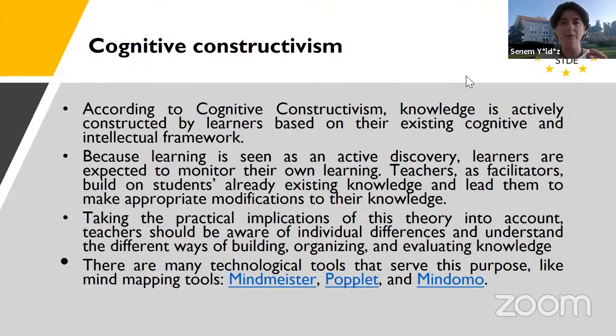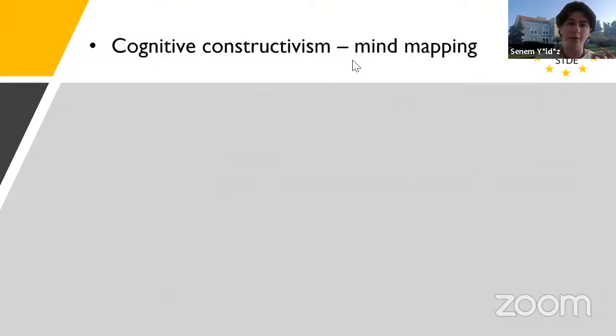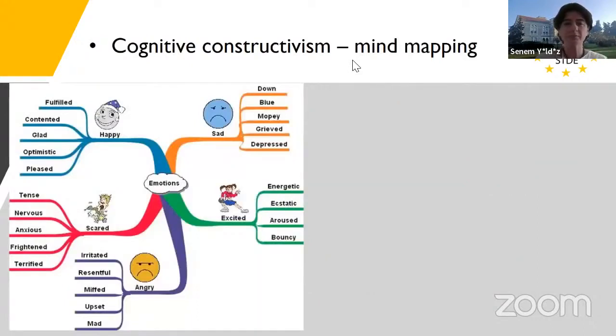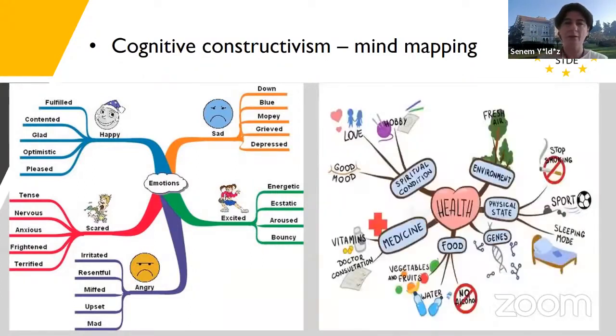One very typical example of this is the mind mapping tools, such as MindMeister, Poplet, Mindomo. Here's an example. Here, for instance, with the emotions, students make sense out of emotions by using this mind mapping tool. The student does this individually, works on the concept of emotions, classifies it into different components, and tries to make sense out of it. Another one here is the topic health. What are the components of health, like spiritual condition, medicine, food, genes, physical state, environment?